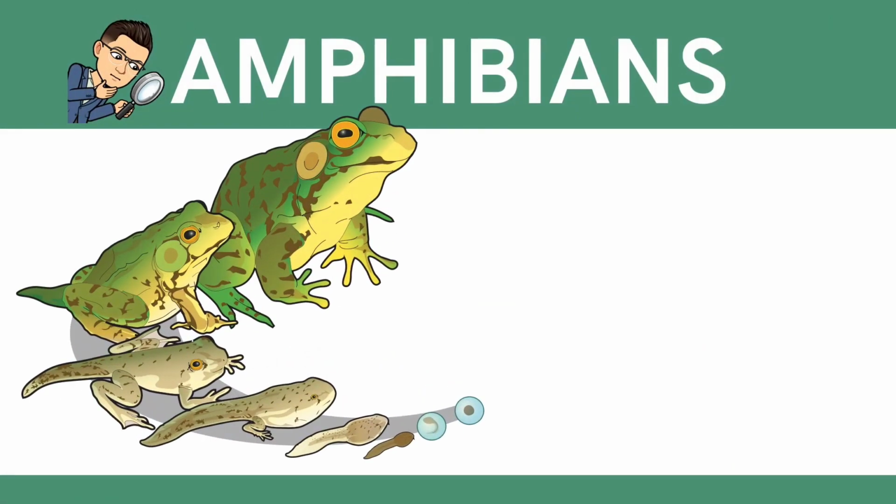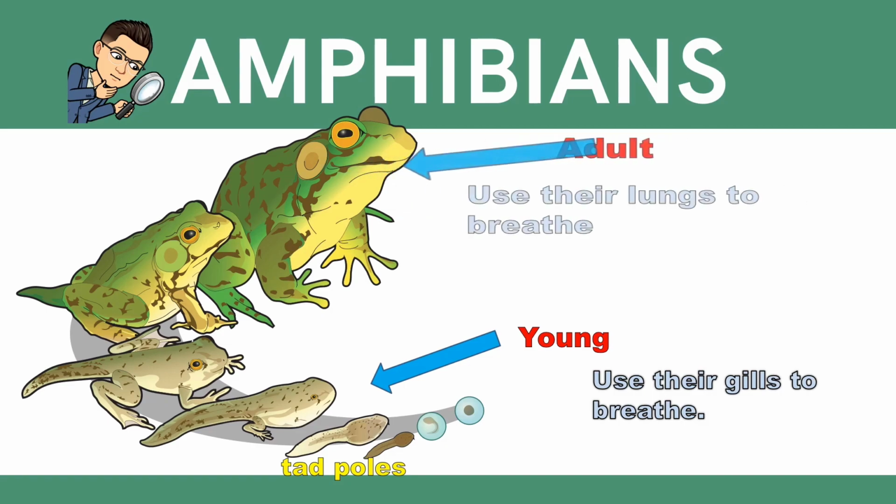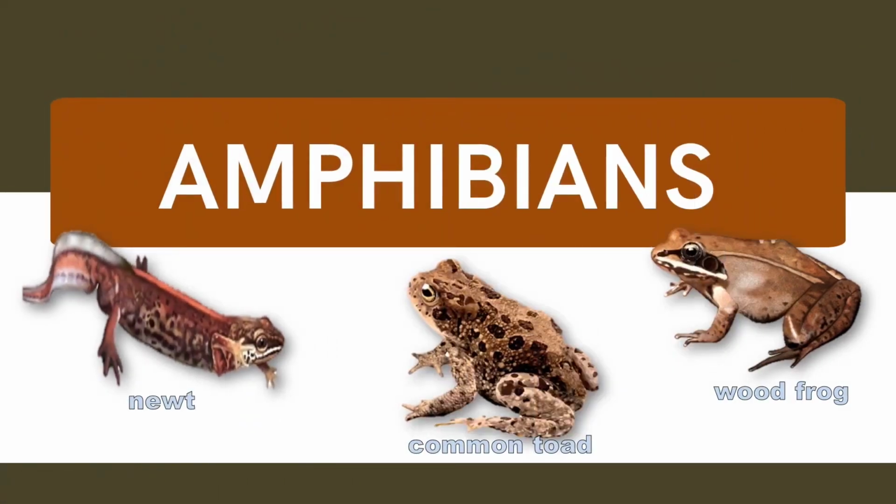Just like frog, it lays eggs in the water, which hatch into tadpoles. Young amphibians use their gills to breathe underwater. As they grow older, their lungs develop so that they can breathe on land. Examples of amphibians are newt, common toad, wood frog.